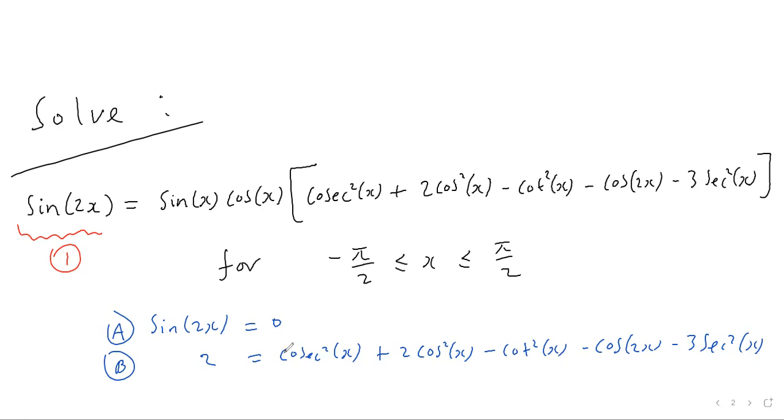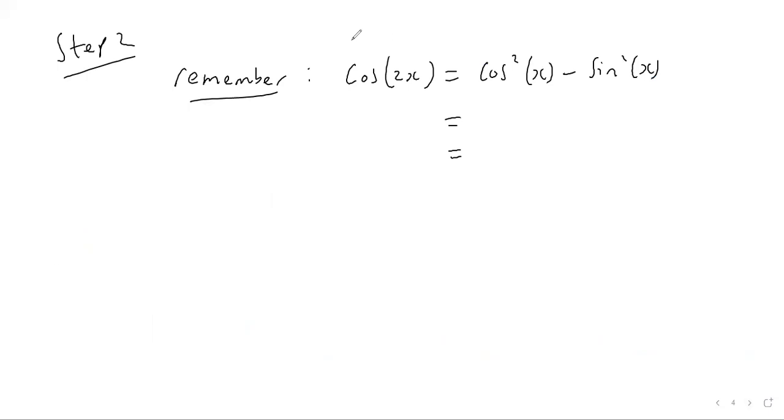So how are we going to deal with this? We've got a cosec squared, a cos squared, minus cot squared, minus cos 2x, so a double angle, and minus 3 sec squared x. How could we deal with this? Again, it's up to you really which step you take first. But what I notice is that we have this cos 2x here. So I'm going to think about my double angle formula for cos, my cos 2x formula. That's going to be my step 2.